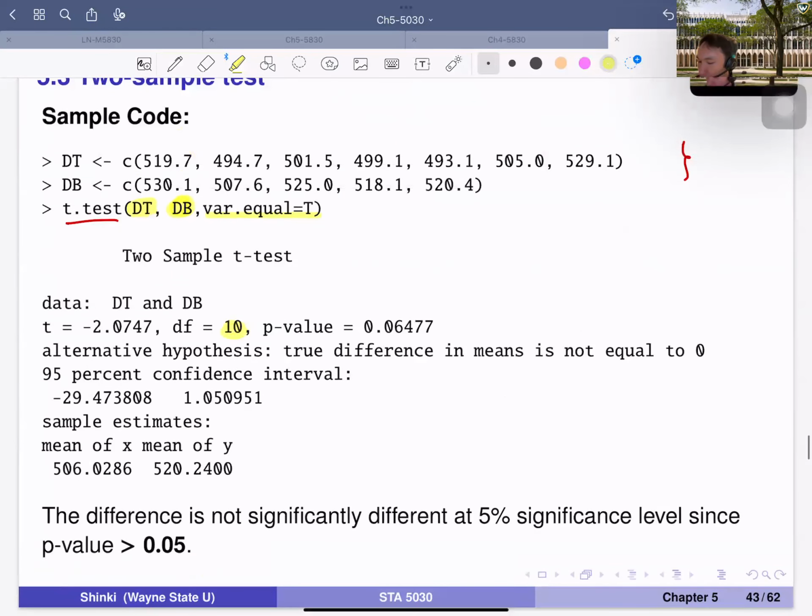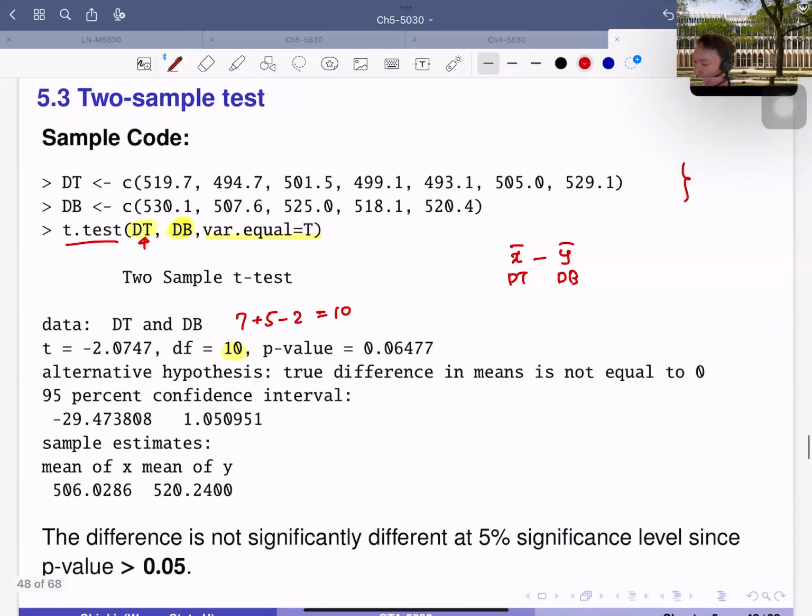And then we have degrees of freedom 10. Remember that we have 7 observations in Detroit and 5 observations in Dearborn, so 7 plus 5 minus 2 is 10. Then the t-value is negative 2.07. We put Detroit first, so basically the x bar is Detroit and the y bar is Dearborn. So this is negative 2.07, so actually Detroit has the lower score. And the p-value is 0.064. This is a two-sided test by default.